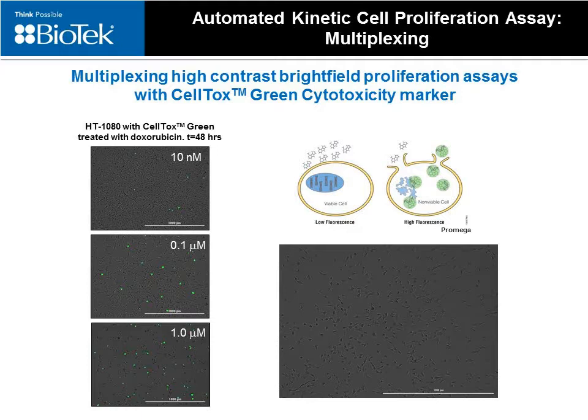As an example, we added CellTox Green, which is a cell membrane integrity marker used for measuring cytotoxicity. So we added this to a proliferation experiment in which HT1080 cells were treated with doxorubicin. In the panel of images on the left, it illustrates how, with increasing concentrations of doxorubicin, a corresponding increase in CellTox Green fluorescence is observed. And changes in CellTox Green fluorescence over time can be seen in this video of cells treated, in this case, with 100 nanomolar doxorubicin.